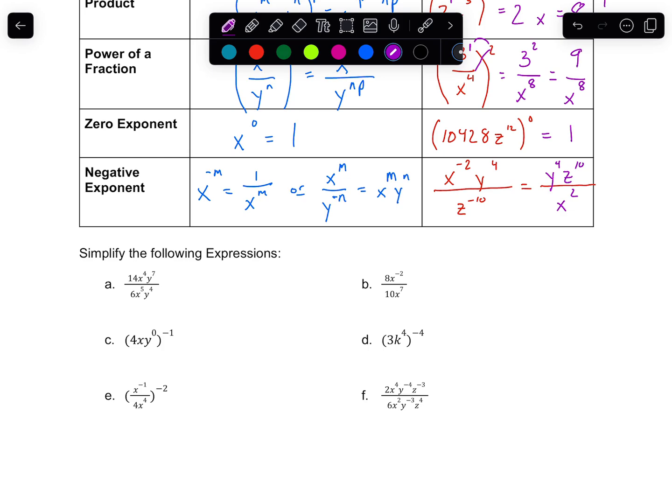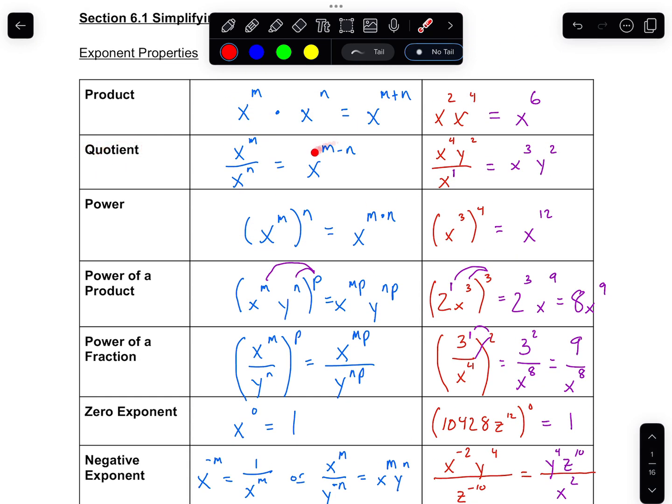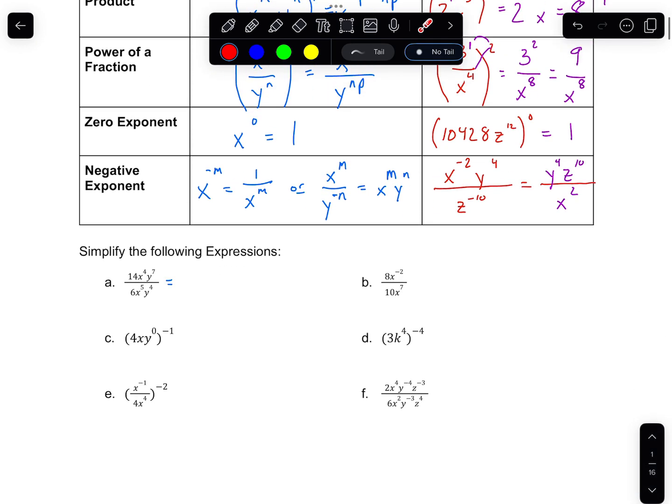So as we look at a couple examples, I've got 14 x to the 4th times y to the 7th over 6x to the 5th times y to the 4th. Because we have a fraction here, we're going to use our quotient rule. We're going to end up subtracting. But when we have coefficients, we want to simplify it as if it were a fraction. So if we had 14 over 6, we know we can divide both 14 and 6 by 2.